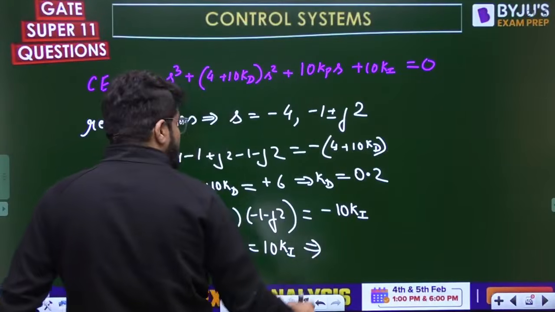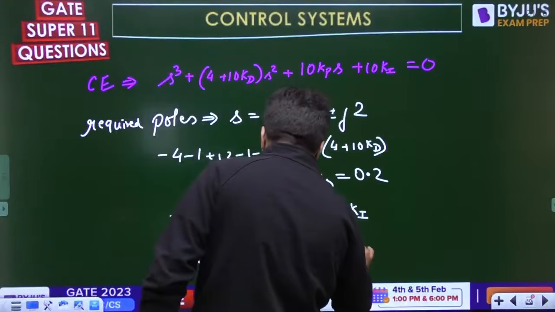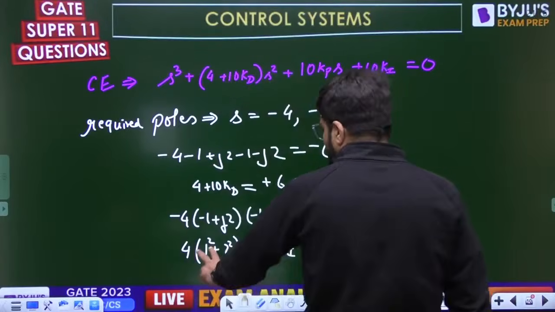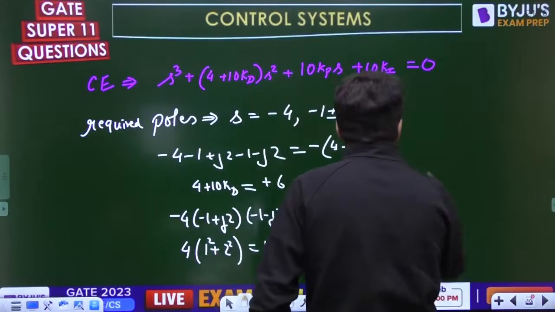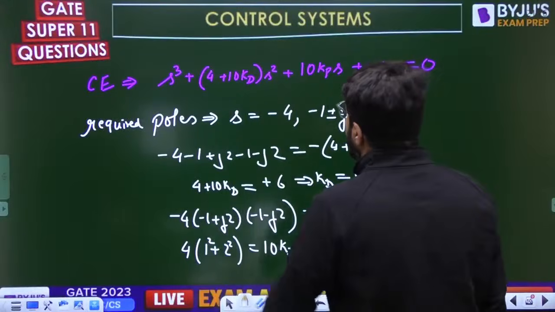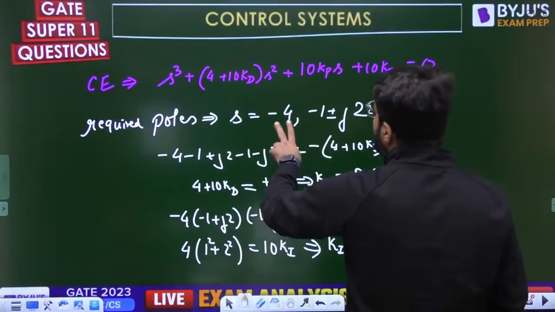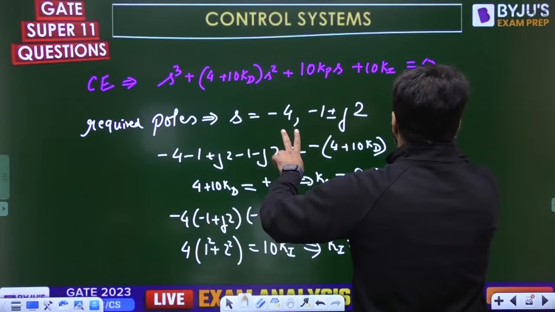So sir, what is the value of Ki from here? Obtain the value of Ki. 4 into 5, 20, 20 by 10, 2. So Ki should be 2. Okay. Now the central term 10 Kp is the pairwise product term.